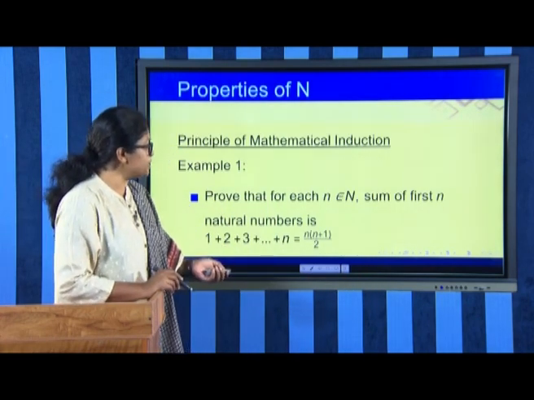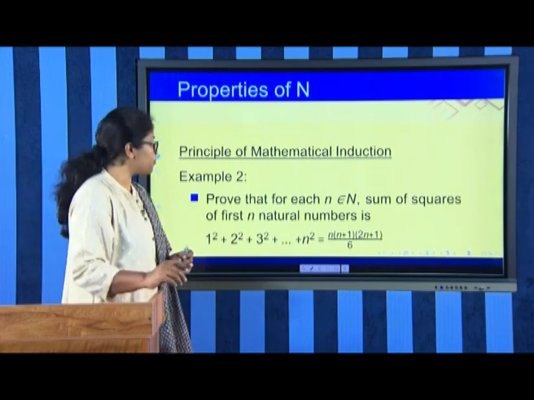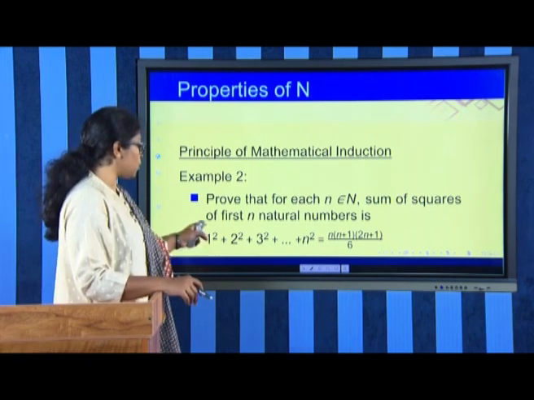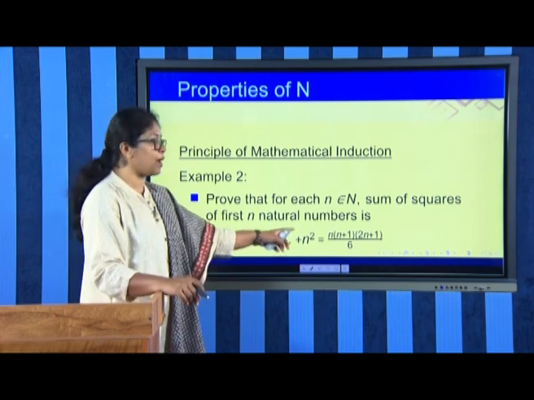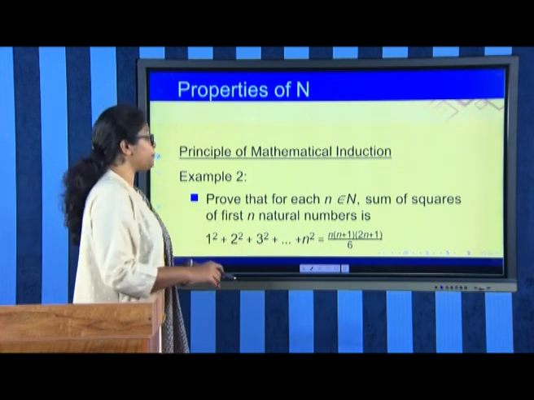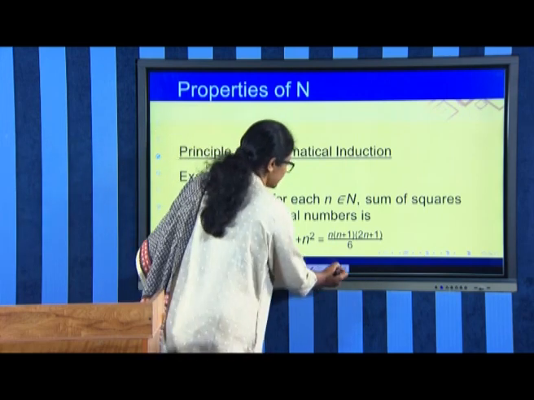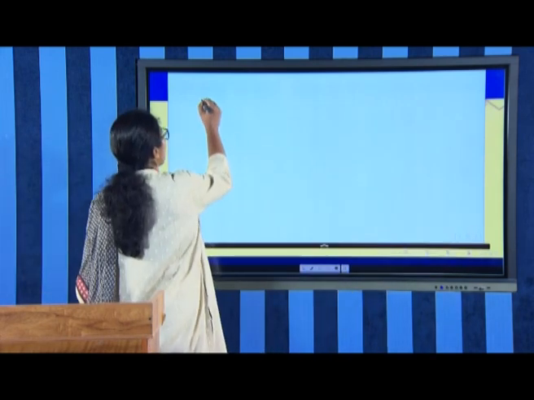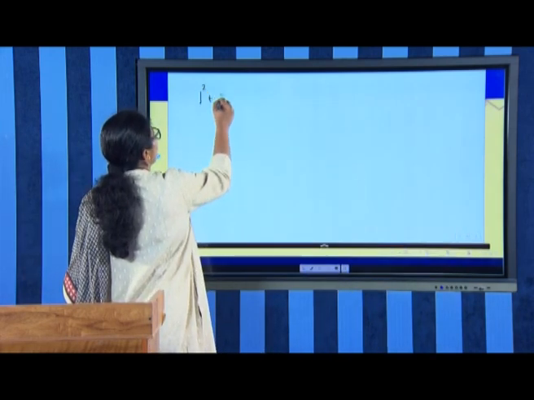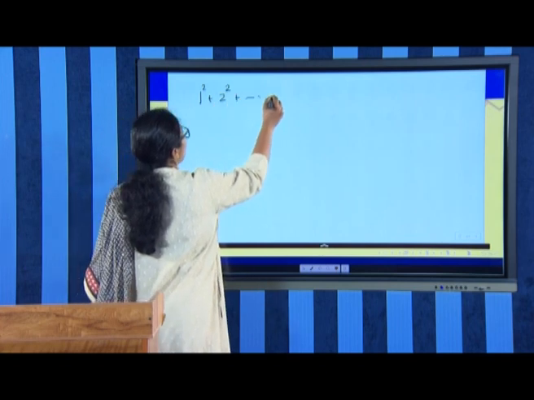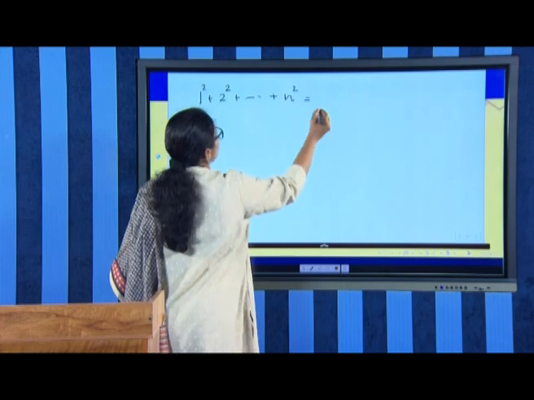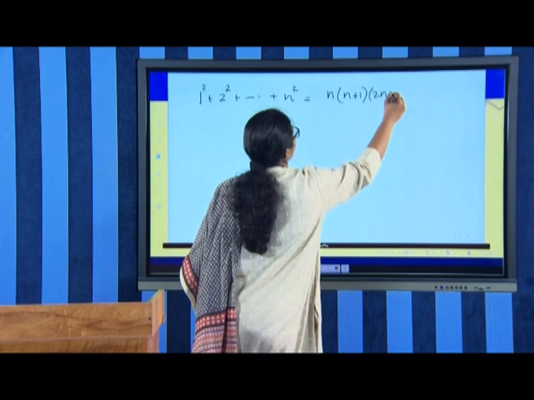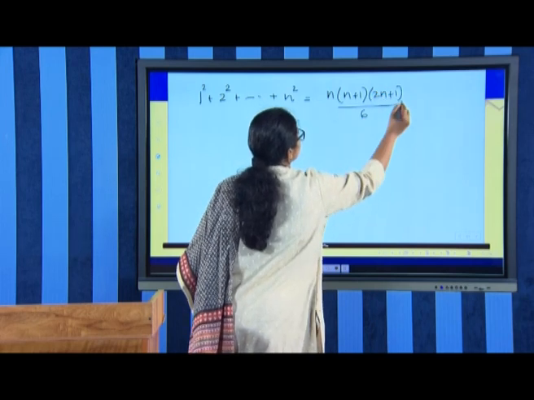The second question is: prove that for each natural number, the sum of the squares of the first n natural numbers, 1 square plus 2 square plus etc. up to n square, is nothing but n into n plus 1 into 2n plus 1 upon 6. So, we shall look at the question once more. We have to prove the result 1 square plus 2 square plus etc. up to n square is equal to n into n plus 1 into 2n plus 1 upon 6.